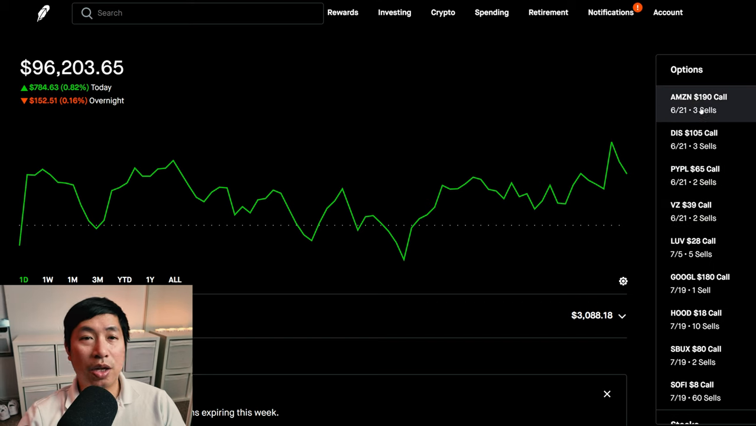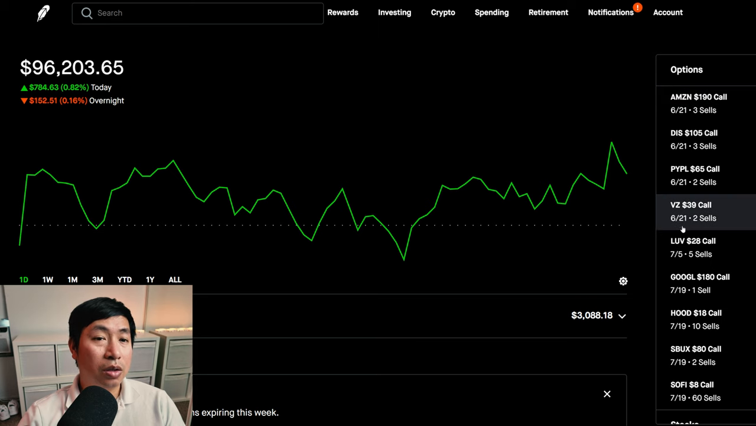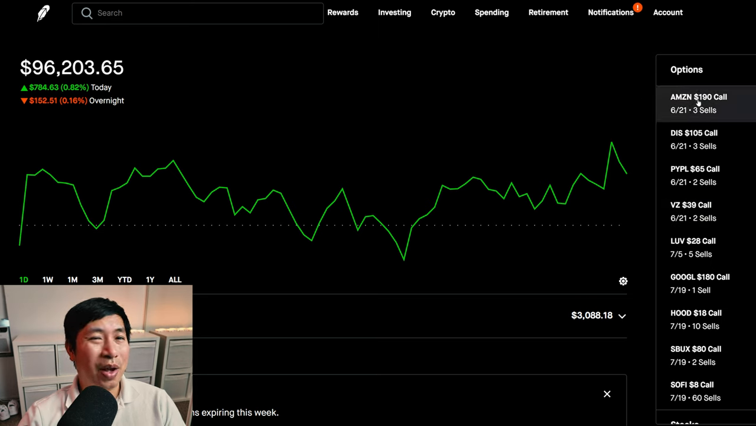Now, the thing to pay attention to is tomorrow, these expire. My Amazon, Disney, PayPal, and Verizon covered calls, these expire tomorrow. So we'll see what happens. I highly doubt anything crazy is going to happen, but we'll see. If anything, I think I'll keep my Amazon, Disney, and PayPal shares. Verizon shares probably will get called away.